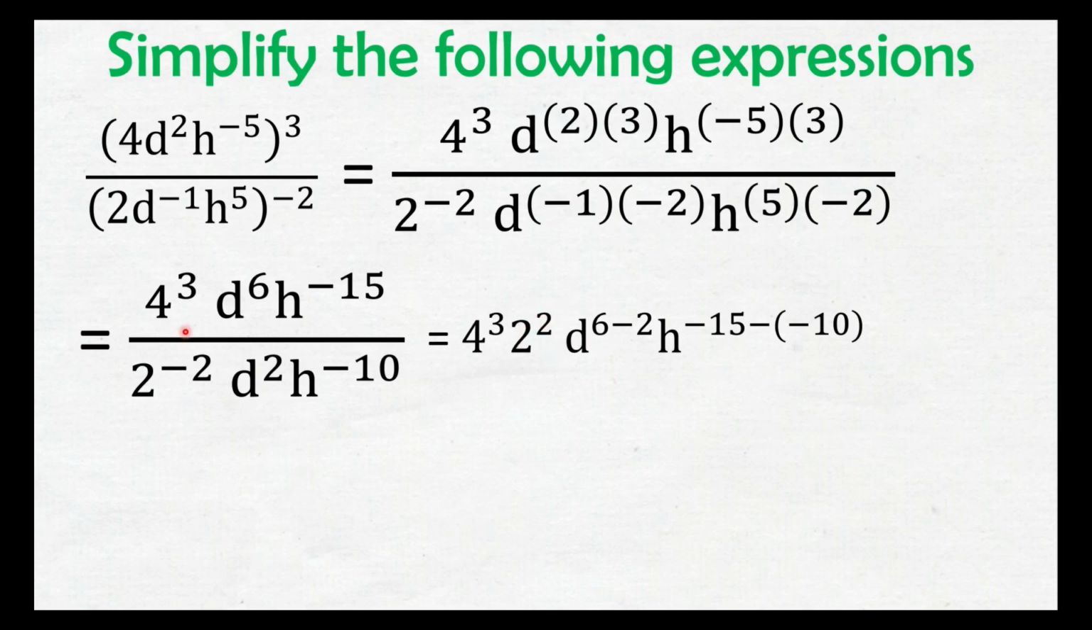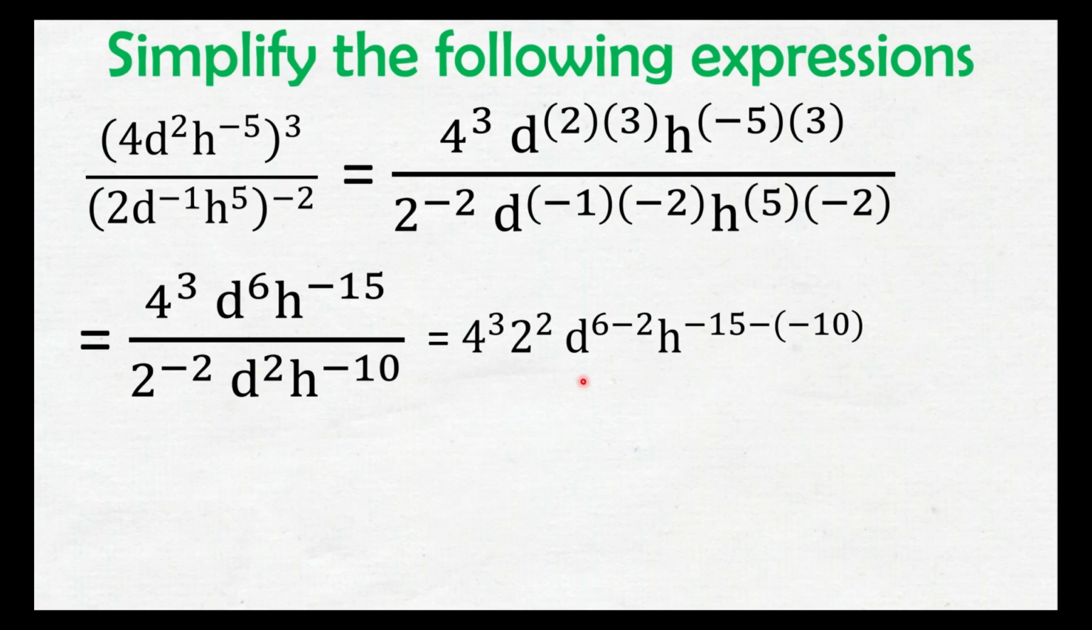And then, d raised to 6 over d square. Pinagdi-divide natin ito, diba? Dun sa rule natin, kapag nagdi-divide tayo, ang gagawin natin sa mga exponent nila ay minus. So, 6 minus 2, we have d raised to 6 minus 2. At yung h din, ganun din. Negative 15 minus yung exponent nung nasa denominator na negative 10, so we have negative 15 minus negative 10.